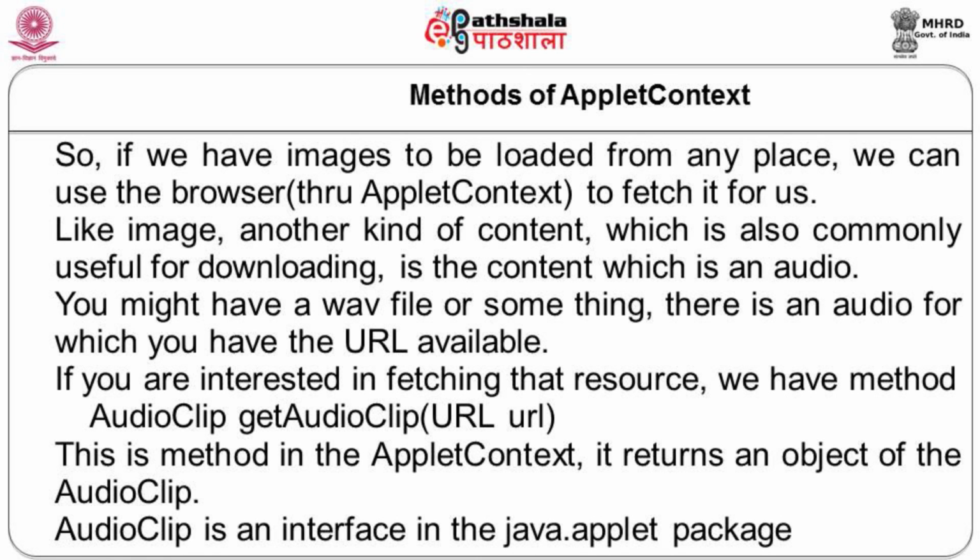Like image, another kind of content which is also commonly useful to download is audio content. You might have a WAV file, with a URL for that. There's some audio available on the internet as a resource somewhere. If you're interested in fetching that, we have the method called getAudioClip, again requiring a URL. This is a method in the applet context. It returns an object of the audio clip. Remember, AudioClip is an interface in the java.applet package. The AudioClip interface has just a few methods. There are 3 methods in this AudioClip.